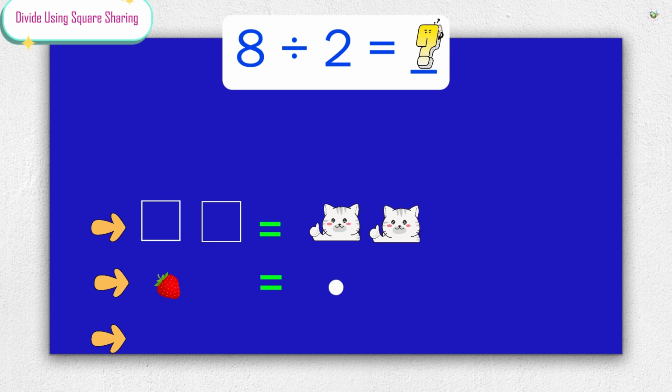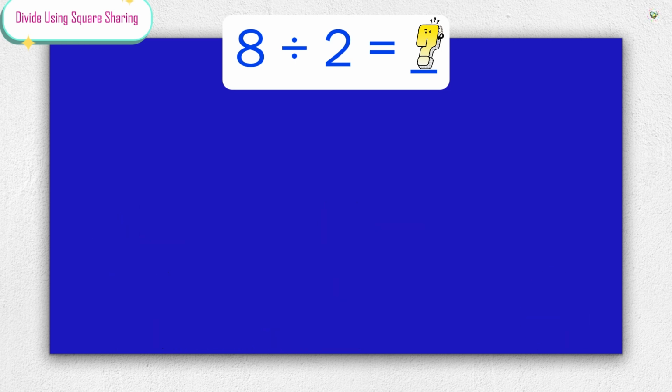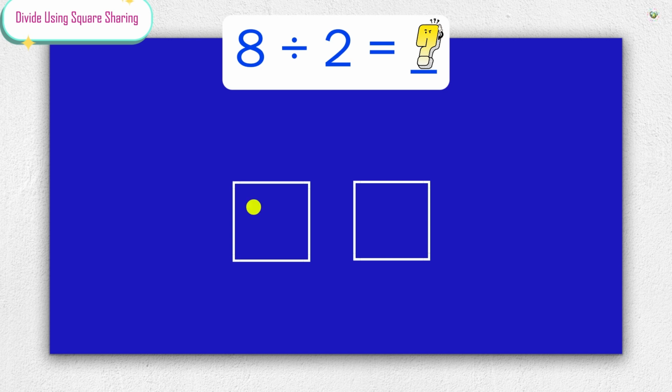So now we're going to give the strawberries to each cat. And here's the little trick for this step. 1 at a time. Can you show me? All right. So, this is how we do it. 1, 2, 3, 4, 5, 6, 7, 8.